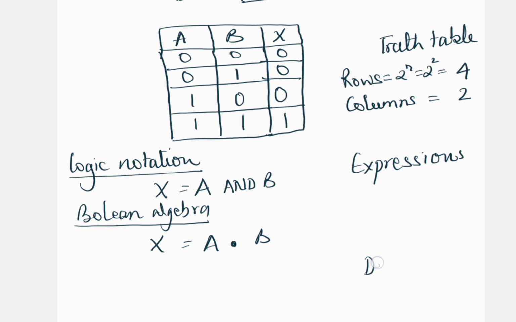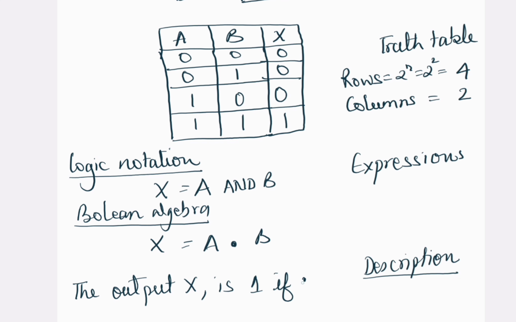So if you look into the description, what is the description for this AND gate? This is the most important thing. The description says the output, which is represented by X, is 1 if all the inputs are 1. This is something very important to remember. Wherever you have all the inputs as 1, which also means all the inputs are true, then only the output is going to be true. So this is all about the AND gate.